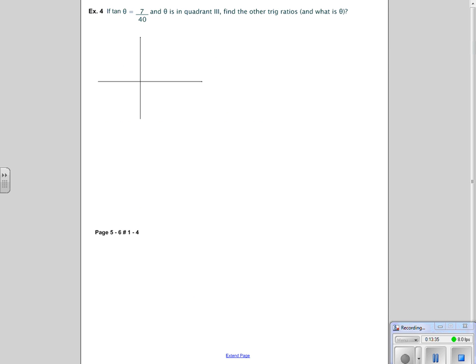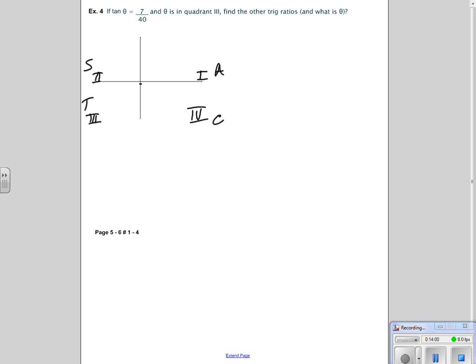Example number 4. If tan theta is 7 over 40 and theta is in quadrant 3, we would expect that tan would be positive here because it's in the third quadrant. We're going to find the other trig ratios and find angle theta.